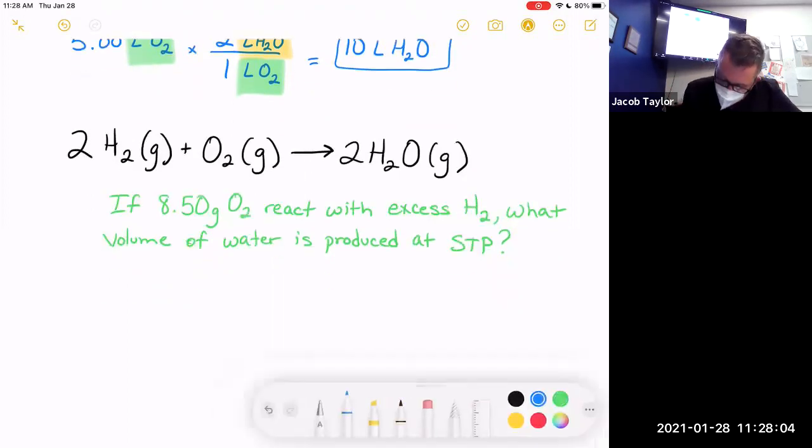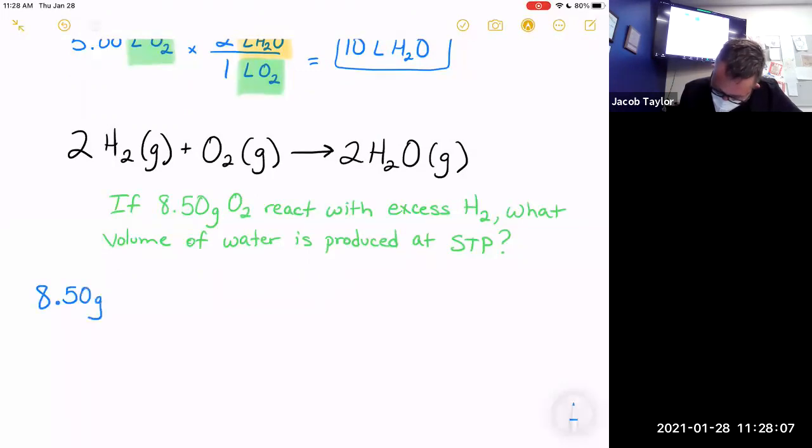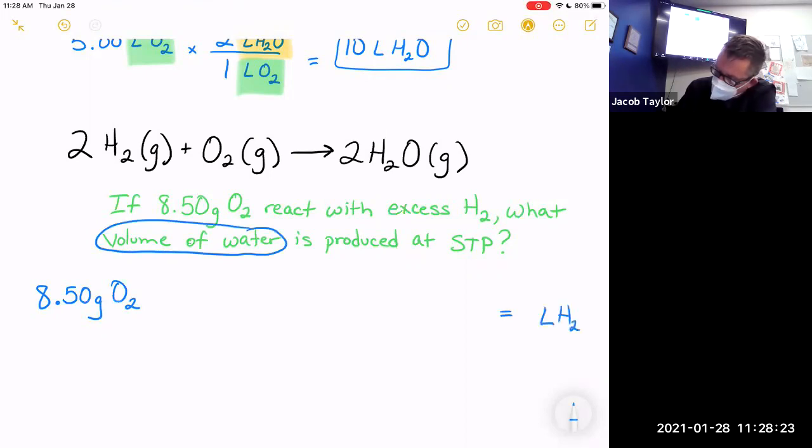And just like every other problem we've done, we start off with the given. We were given 8.50 grams of oxygen. We want to end up with the same thing we've done in the last two, volume of water. So we want to end up with some liters of H2O. When you have grams, the first thing you want to do is convert it into moles. So how do I convert 8.5 grams of O2 into moles? I'm going to multiply by something that has grams of O2 on the bottom, so that the grams of O2 unit will cancel. If I have grams on the bottom, that means I will have moles on the top, so that I will be left with moles.